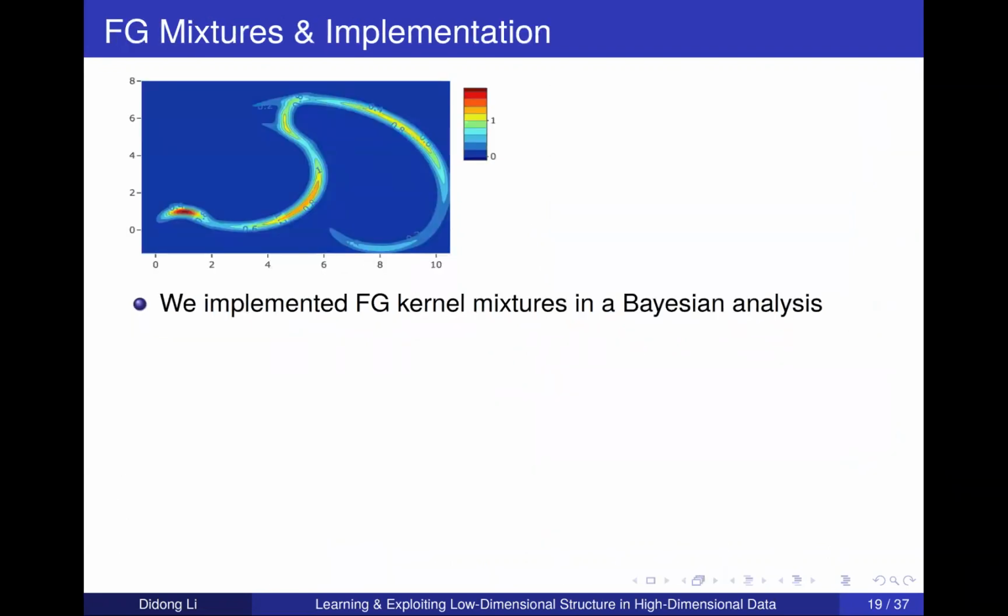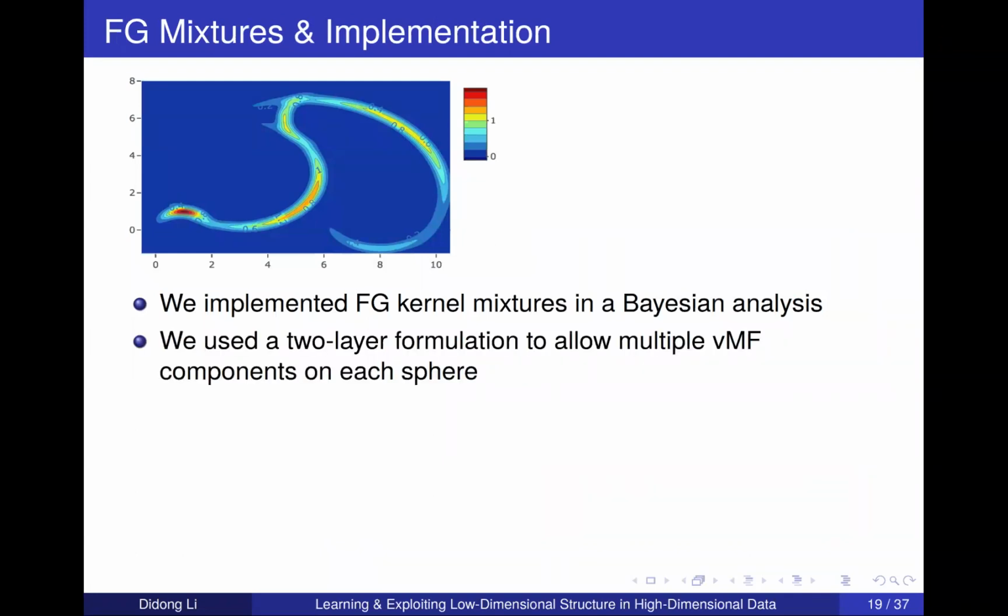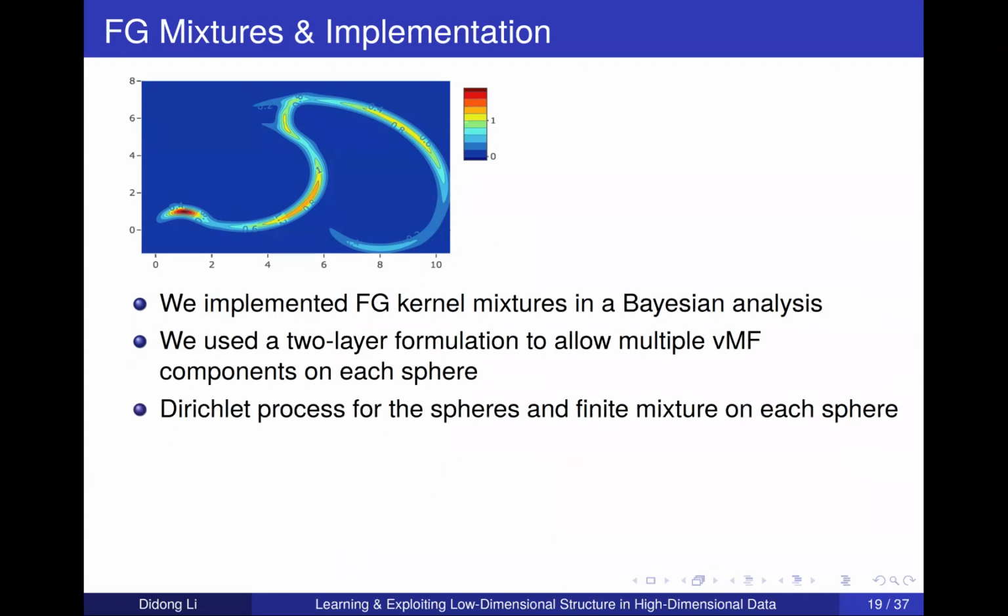Okay, so we implement Fisher-Gaussian mixtures in a Bayesian analysis because I'm from Duke. And so we use a two-layer formulation to allow multiple von Mises-Fisher components on each sphere. So the first layer is the mixture of spheres, where we use a Dirichlet process. We allow an infinite number of spheres. So that means we want to learn the manifold by a bunch of spheres, and within each sphere, we want to learn the density in that sphere, where we use the second layer, the mixture of kernels. And in that layer, we use a finite mixture because we know a sphere is very simple, it's compact, so we don't need an infinite number of components within each sphere.